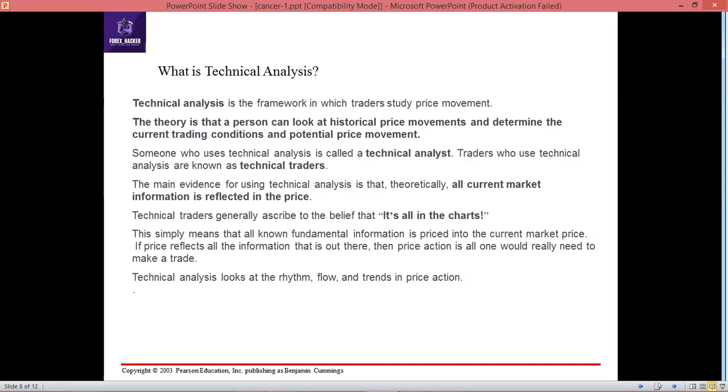This simply means that all non-fundamental information is priced into the current market price. If price reflects all the information that is out there, then price action is all one would really need to make a trade. Yes, that's very correct. What you just need is to study price action. Technical analysis looks at the reading, flow, and trend in price action.